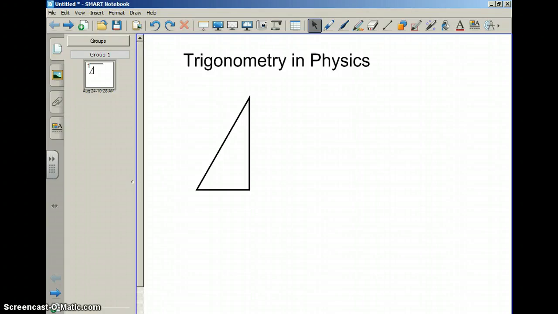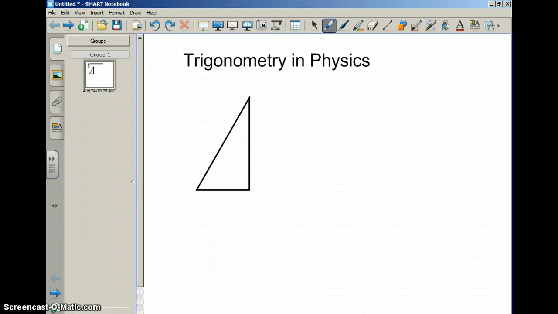Trigonometry and physics. In this class, we'll be using some very basic trigonometric functions. Specifically, when you're dealing with a right triangle, we will often use the Pythagorean theorem and the simple trig functions sine, cosine, and tangent. Recall that a right triangle is any triangle that has a 90-degree angle in it.